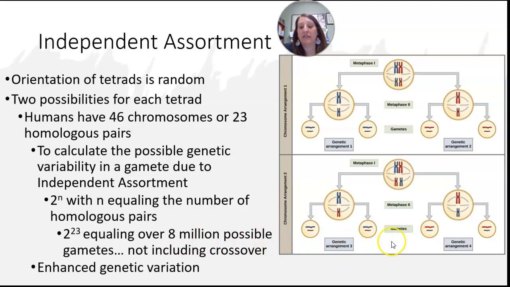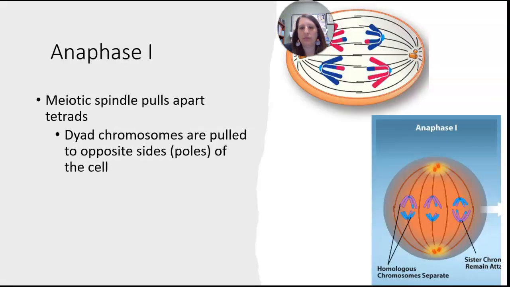So there's a lot of enhanced genetic variation that comes with sexual reproduction. This is going to come into play again when we get into genetics. So we'll talk about independent assortment again. Okay, so let's finish this up.